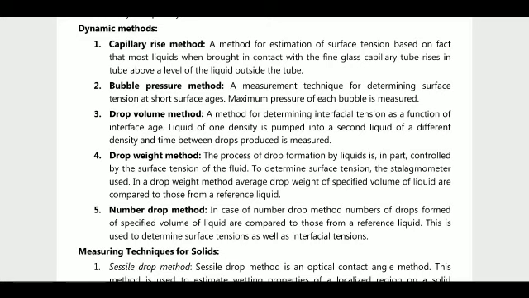Fifth method, number drop method. In this case, the number of drops formed from a specific volume of liquid is compared to that of reference liquids. In this method, the number of drops formed from the volume of liquid is determined. After that, the same process is repeated for the reference liquid. Then the number of drops formed for the specified volume of liquid is compared with the number of drops formed with the reference sample. This method is used for determining both surface tension and interfacial tension.